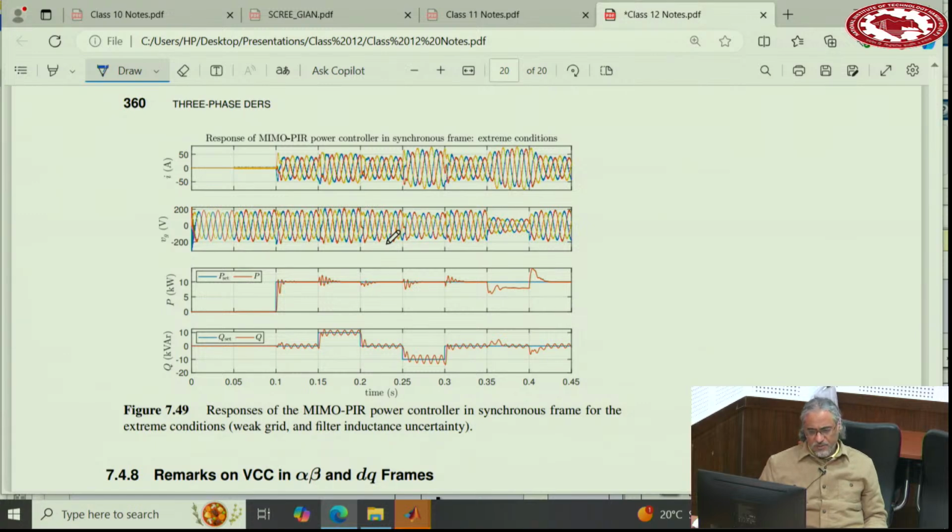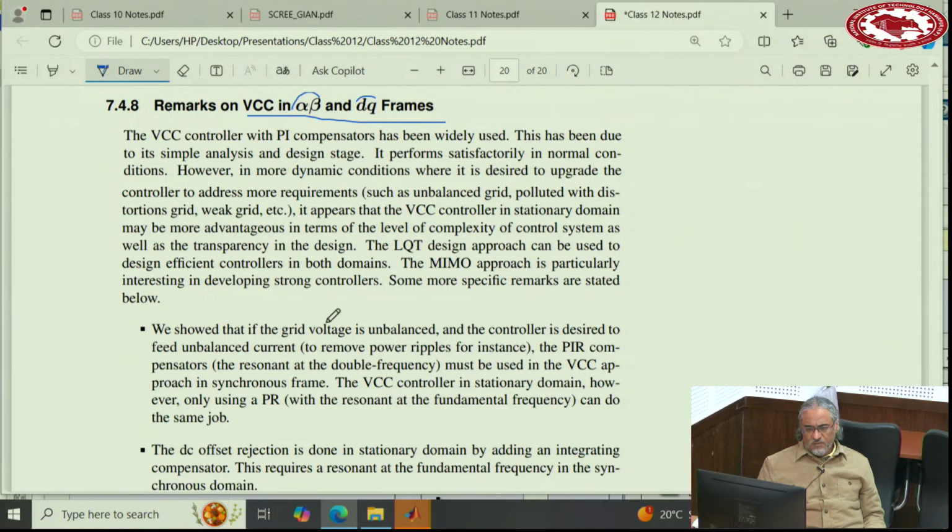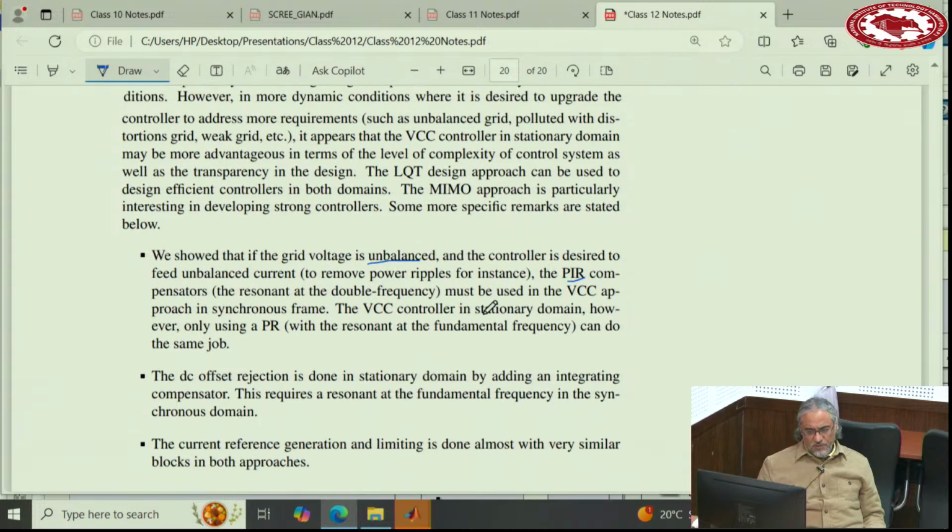That was not my intention. So if I want to conclude, for the VCC, vector current control, we did it in alpha beta and we did it in DQ. We showed that if the grid voltage is unbalanced and the controller is desired to feed unbalanced current, the PIR compensators must be used. However, in the stationary domain, using only the PR solves the problem.